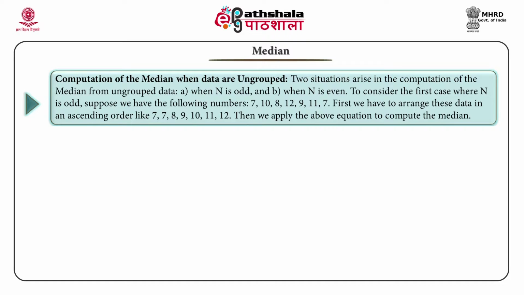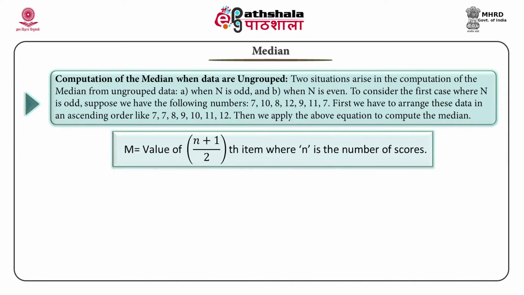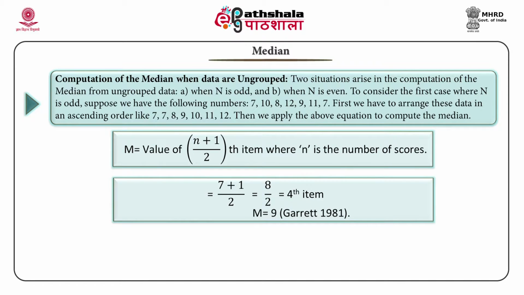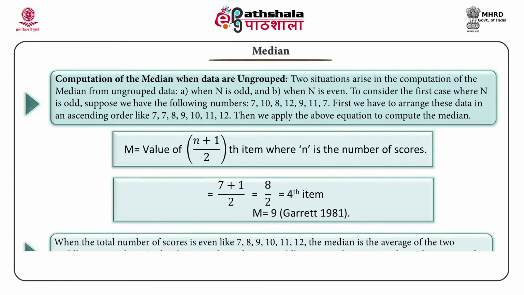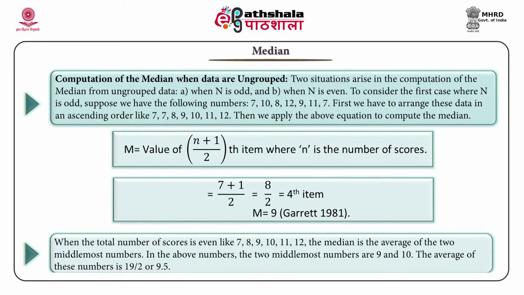First, n is odd, that is the total number of scores is odd, and second, when n is even. To consider the first case where n is odd, suppose we have the following numbers: 7, 10, 8, 12, 9, 11, 7. First, we have to arrange these data in an ascending order like 7, 7, 8, 9, 10, 11, 12. Then we apply the above equation to compute the median. And here the median is (7 plus 1) by 2 or 8 by 2, equal to the fourth item, that is 9 is the median.